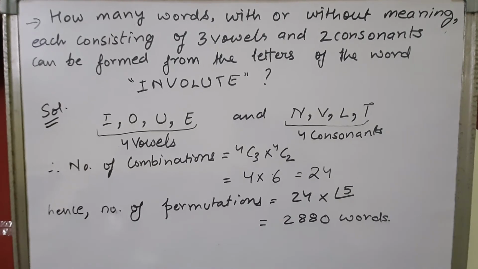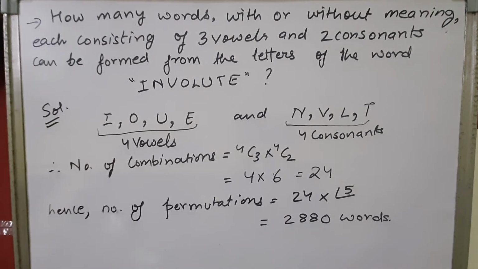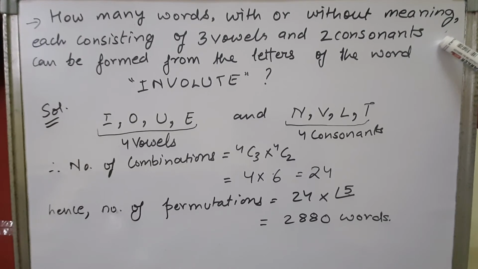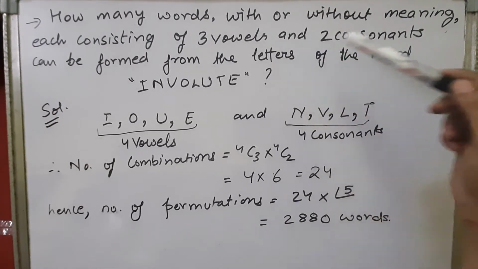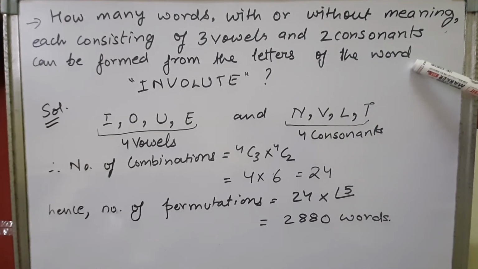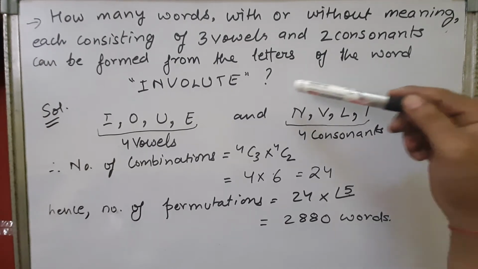Okay children, let's see another sum. In this sum it is given: how many words, with or without meaning, each consisting of 3 vowels and 2 consonants, can be formed from the letters of the word INVOLUTE?